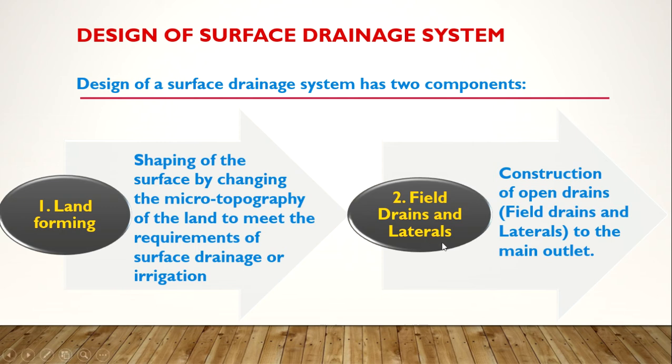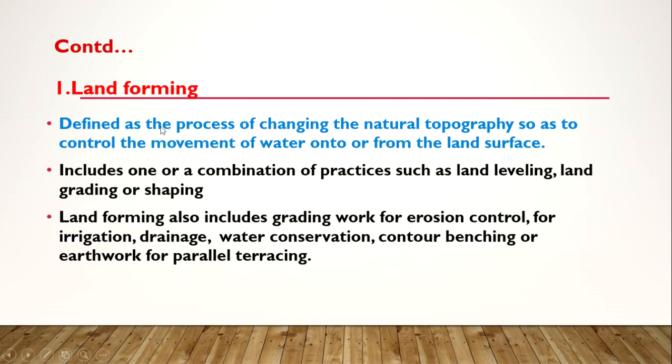The second design component is field drains and laterals. Earlier we discussed field ditches. We have to construct field ditches, and accordingly we can construct laterals, main drains, collectors, etc. So these are the two design components of surface drainage system. We will see these design components in detail in the upcoming slides. Land forming is defined as the process of changing the natural topography so as to control the movement of water onto or from the land surface. So we can control the movement of water by the process of land forming.